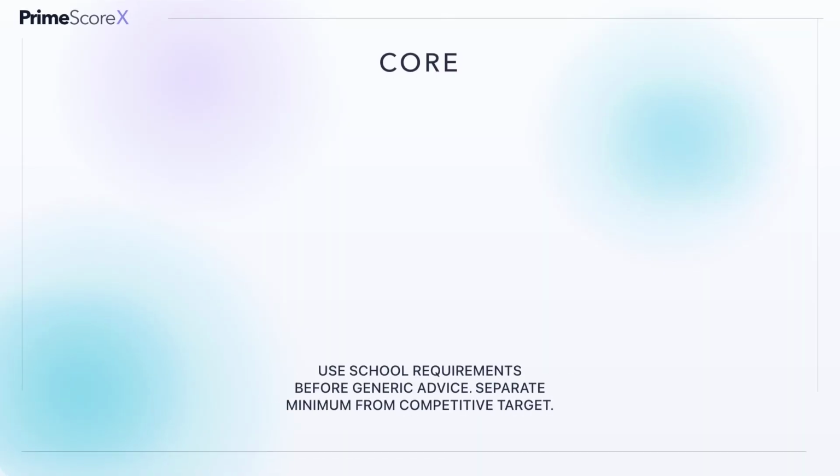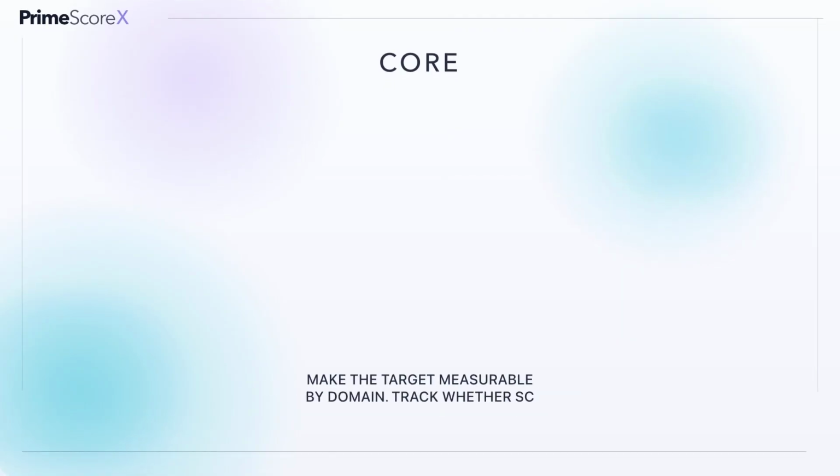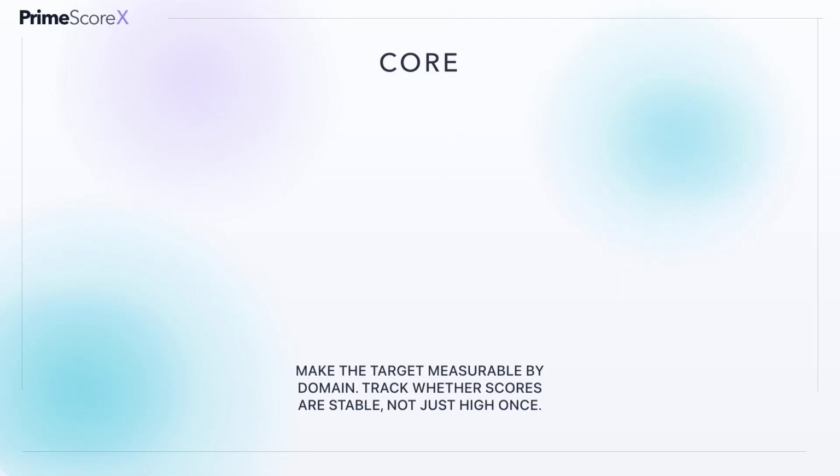A strong approach begins with 2 core ideas. First, use school requirements before generic advice. Second, separate minimum from competitive target. These ideas keep you from treating the TEAS like a random collection of questions. Instead, you start to see a system: what the test is asking, how the clock changes behavior, and where students usually lose easy points.